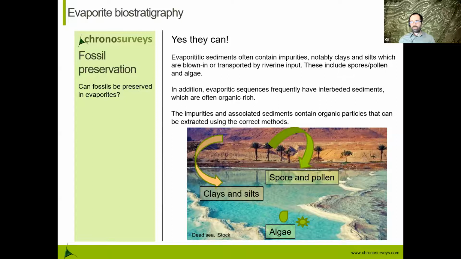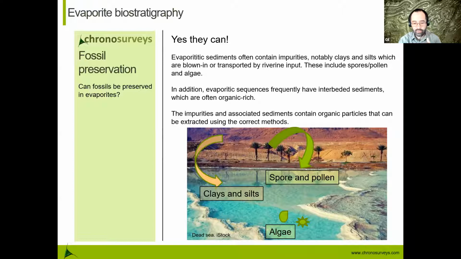So usually you don't have pure halite or anhydrite or whatever evaporitic mineral. Usually they contain impurities. Those impurities are usually clays and silts, which are blown in by the wind into your salt pan or whatever evaporitic setting you have, or by riverine input. But also if you have any vegetation nearby, then all the spores and pollen and also pieces of wood which are produced by this nearby vegetation will end up in the salt lake as well.